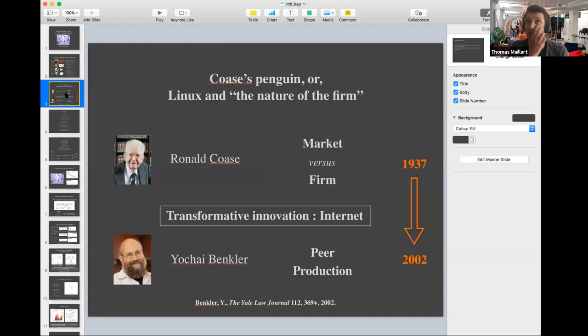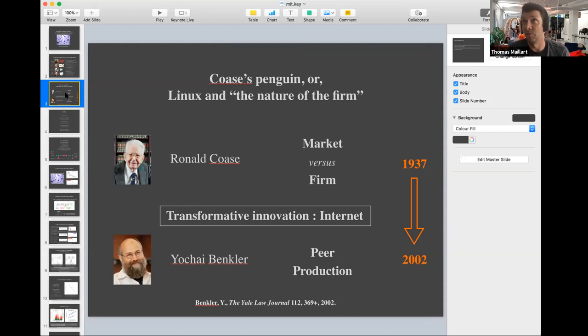I also want to make a very small point on a paper that I love, which is a paper in law: Linux and the Nature of the Firm, written by Yochai Benkler at Harvard. And he is a very bright guy, a very interesting person. He came to the idea that peer production is a new kind of production compared to the classical market and firm, as theorized by Ronald Coase in terms of the organization of the firm.